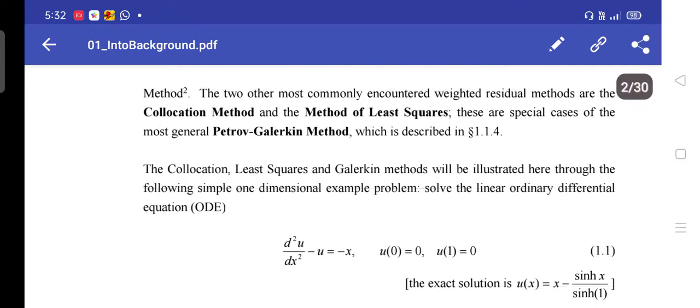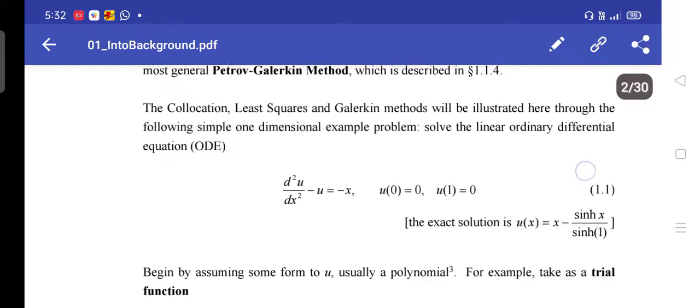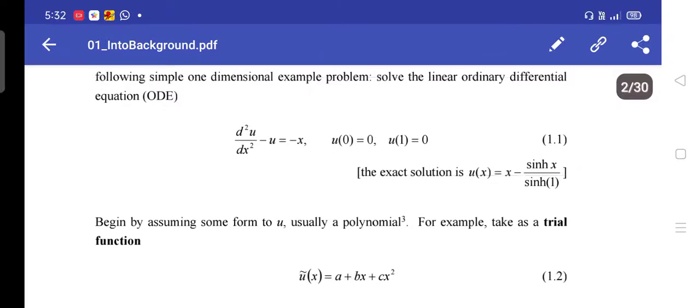The two other most commonly encountered weighted residual methods are the collocation method and the method of least squares. These are special cases of the most general, the Galerkin method. Collocation, least squares and Galerkin methods will be illustrated here through the following one-dimensional example problem: solve the linear ordinary differential equation d²u/dx² − u = −x, where u(0) = 0 and u(1) = 0. These are the boundary conditions.